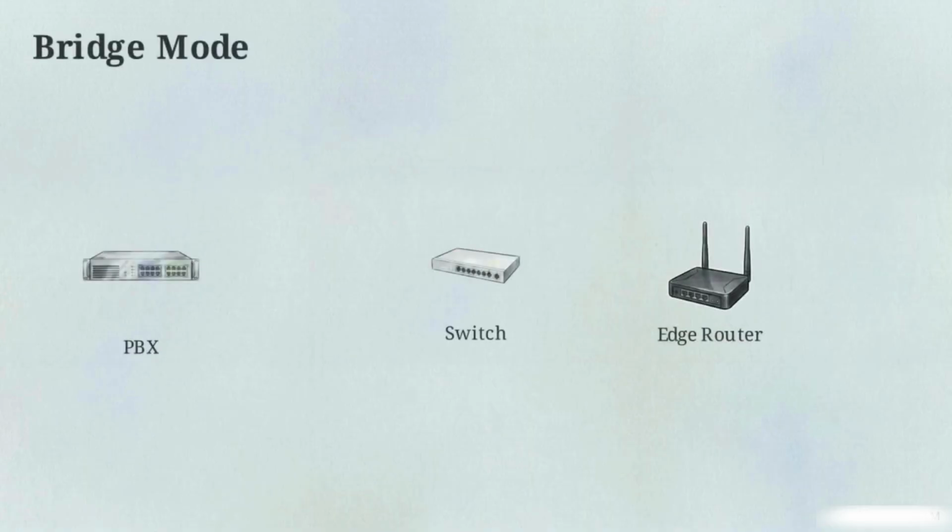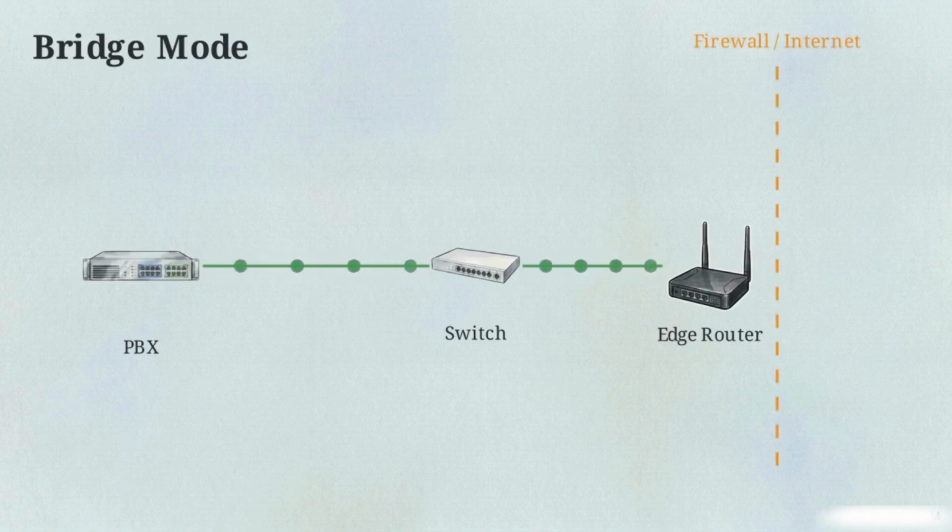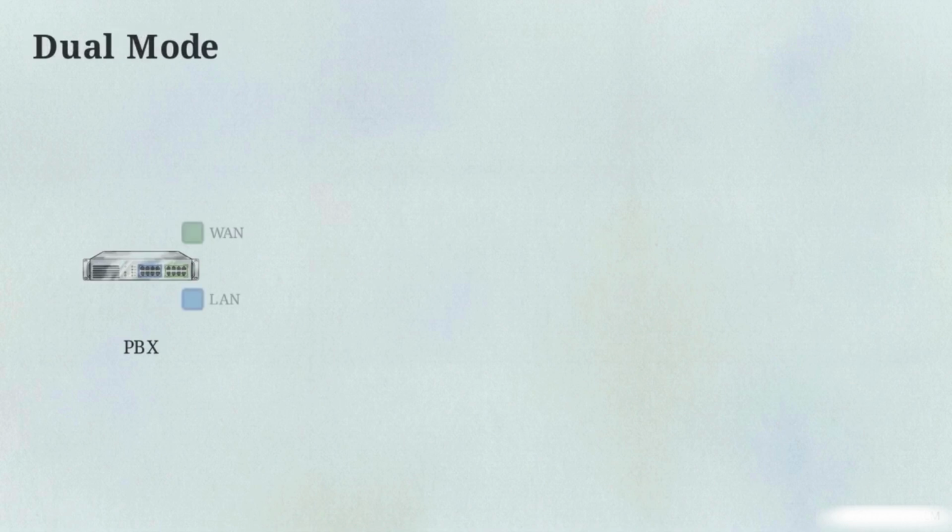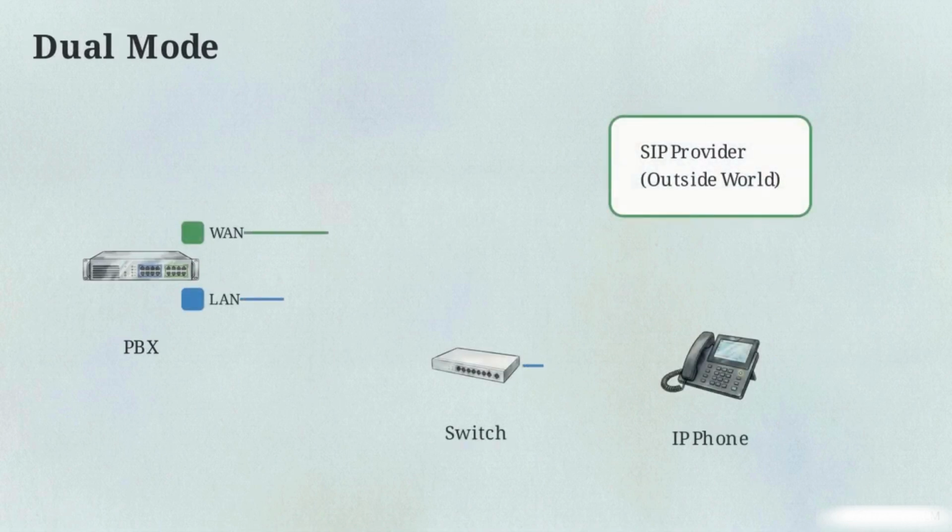Physical topology begins with cabling. In standard bridge mode, the PBX relies on a single LAN connection to an internal switch, behind the edge router. All traffic passes through the firewall, requiring strict NAT traversal settings to prevent one-way audio.